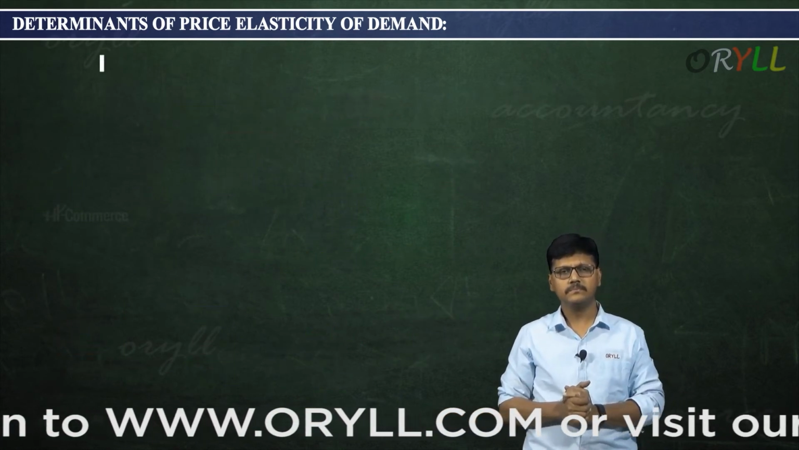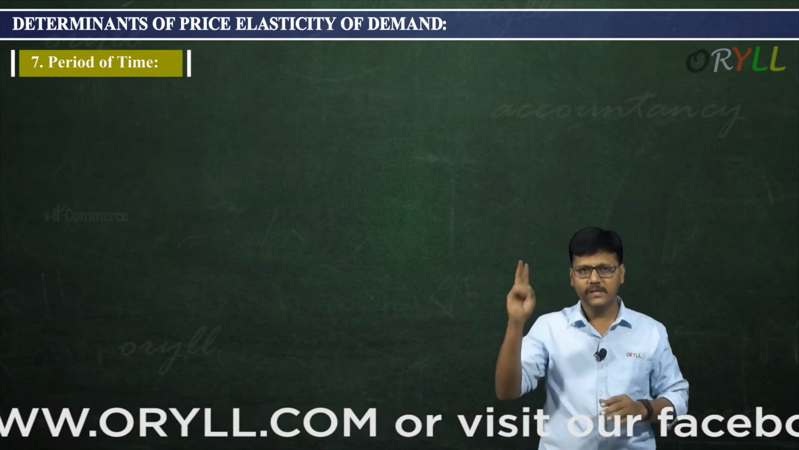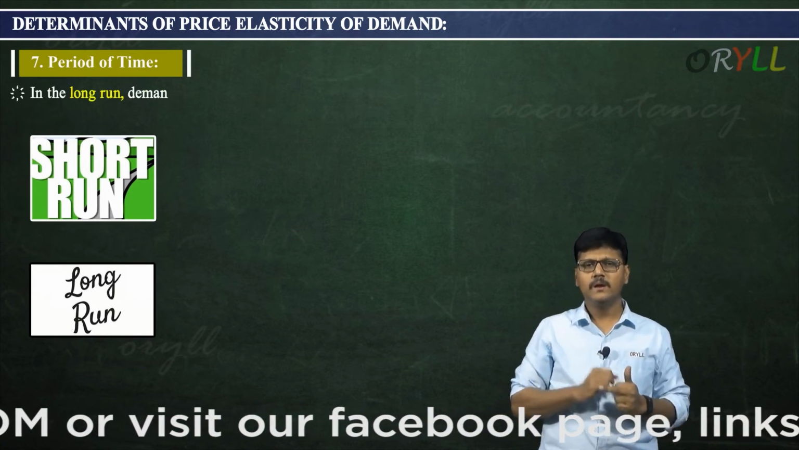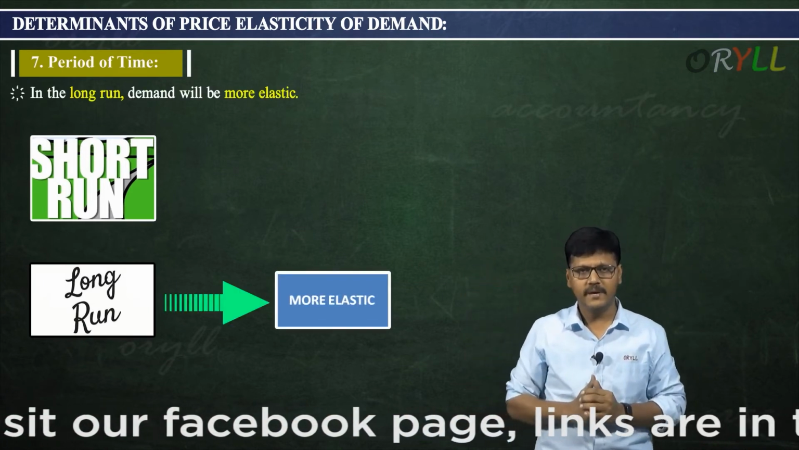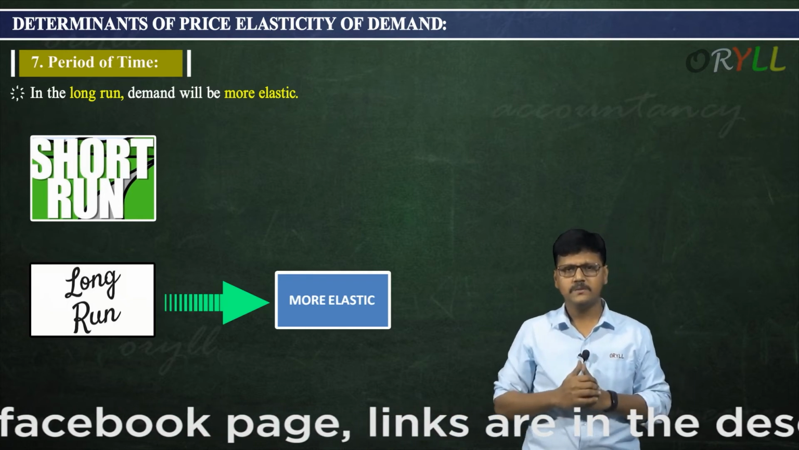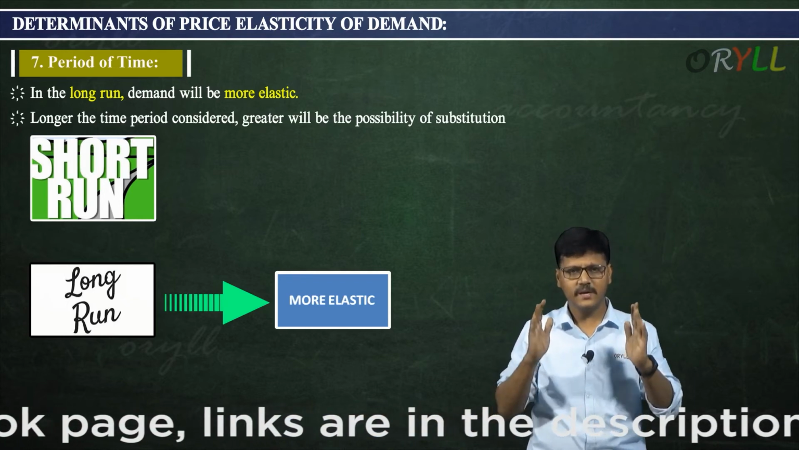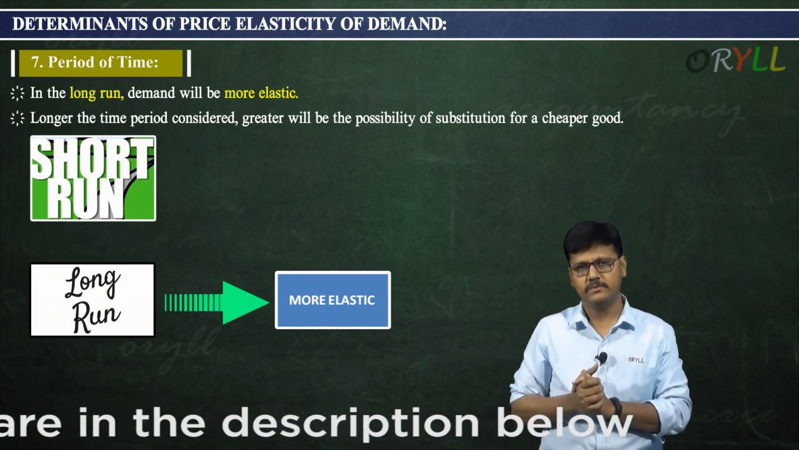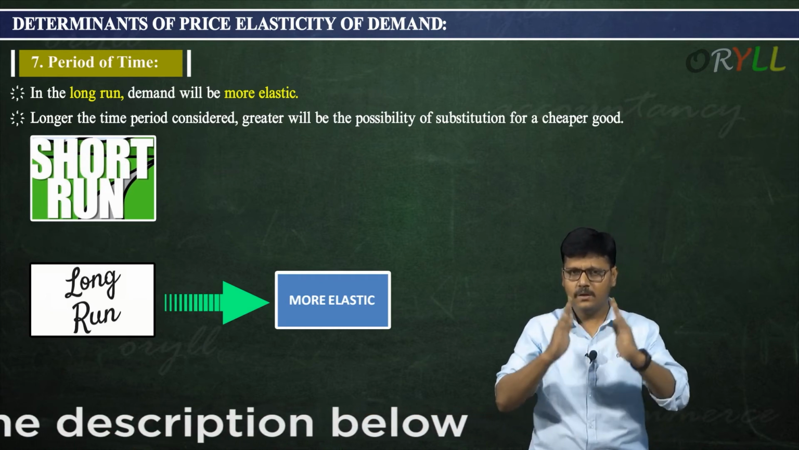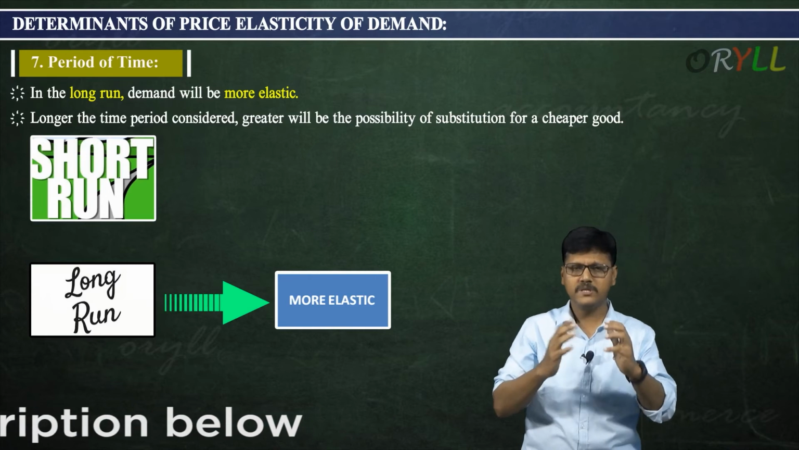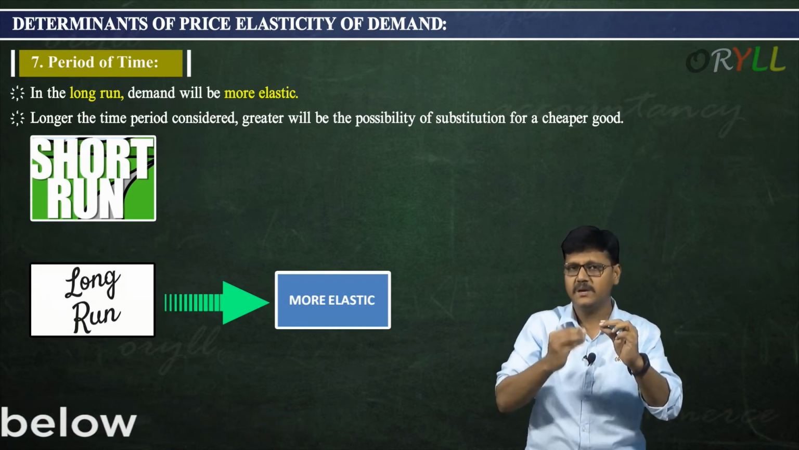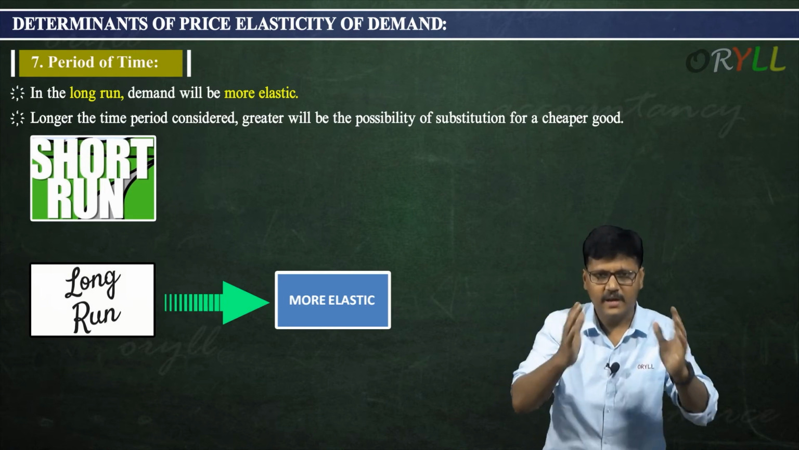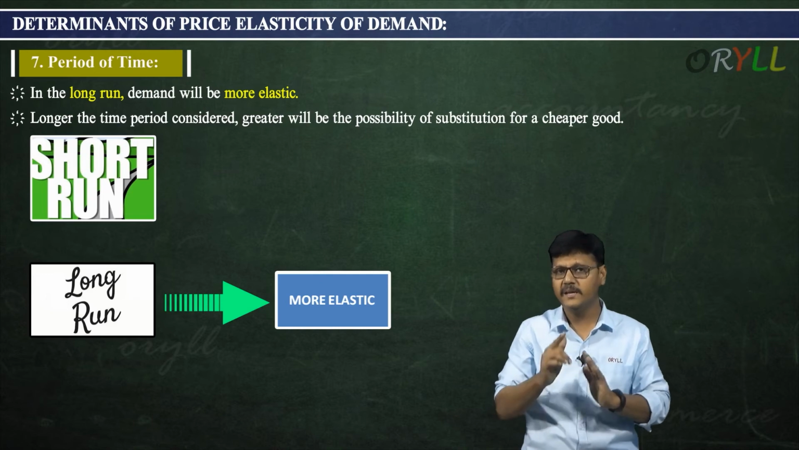Next one is period of time. There are two periods, short period and long period. In the long run, demand will be more elastic, because the longer the time period considered, the greater the possibility of substitution for a cheaper good. It means when a consumer has a longer time, he will try to substitute a cheaper commodity in place of an expensive one. Hence, demand for that commodity will become elastic in the long period.